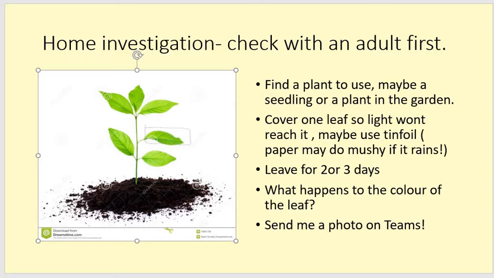After 2 to 3 days, take the cover off and see how the colour of that leaf compares to the other leaves that have been in the sun. And send me a photo on Teams to show me what you found and why you think you found it. So put a sentence with it, please. Okay, it's fairly straightforward. It doesn't matter if it's this leaf or you could choose one of the others. Probably better to choose a leaf that's not actively growing though, because otherwise it may outgrow your cover.